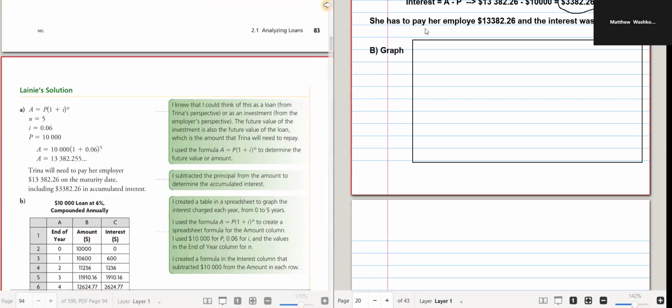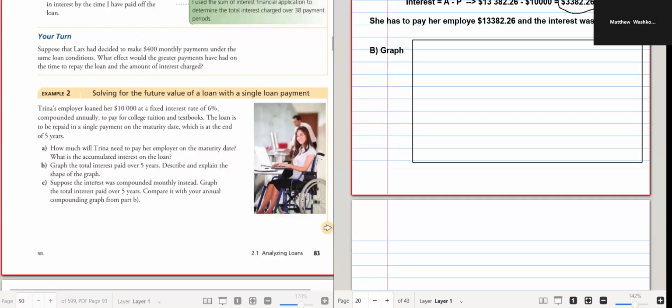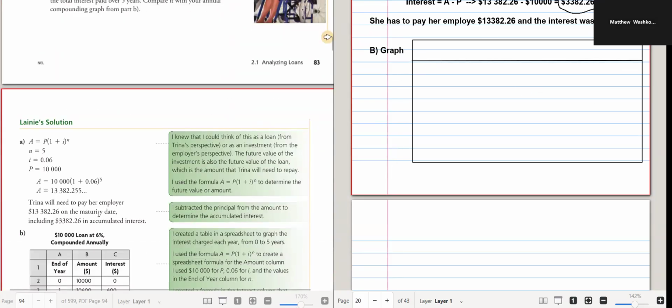But again, if I'm doing a graph, what do I need to know? Graph the total interest paid. So all I need to know in this case is the interest that was paid, the principal, and the amount remaining. I'm going to use theirs as an example. There's a bunch of ways you could do it.